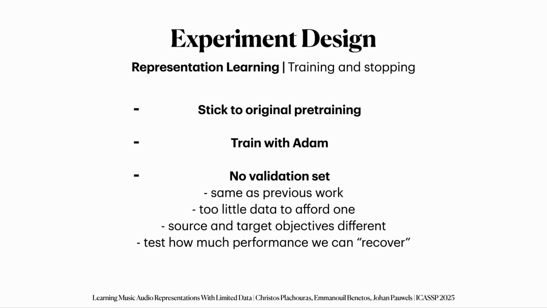Following previous work, we also don't use a validation set. Some of the reasons are that we simply don't have enough data to afford one. There's also a misalignment of source and target objectives in most pre-training task and target task combinations. So overfitting in the source task is not a direct indication of how the representation would perform in downstream tasks. But also finally, we know that these models are going to overfit, and we want to test how much performance we can recover from a quote-unquote bad representation.